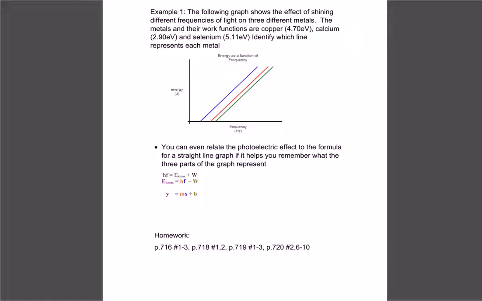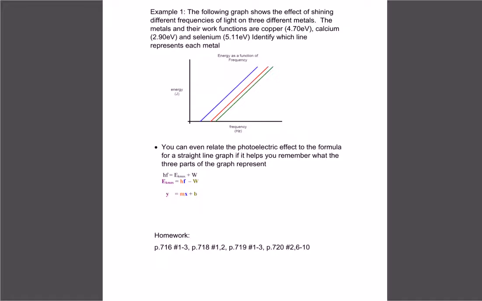So you can see in the formula we have hf equals EK max plus work. If we rearrange that for energy, we'd have y equals hf minus w, and you can see that we basically get the equation of a straight line. So our h is our slope, our x is our threshold frequency, our y-intercept is our energy, which in this case is our work function, and that's it.